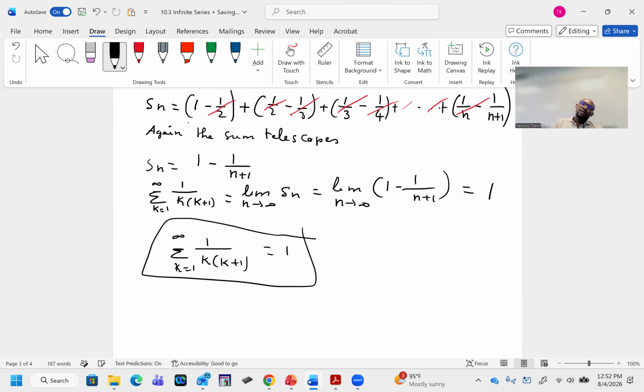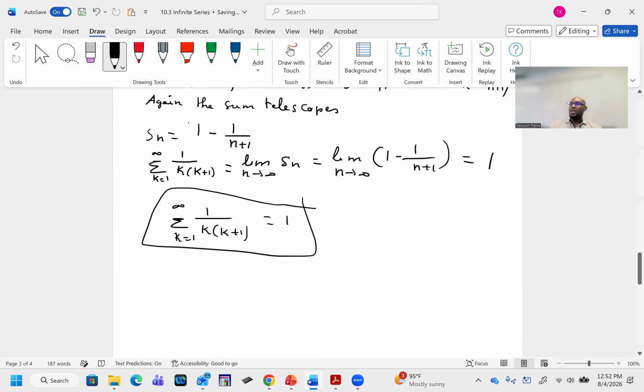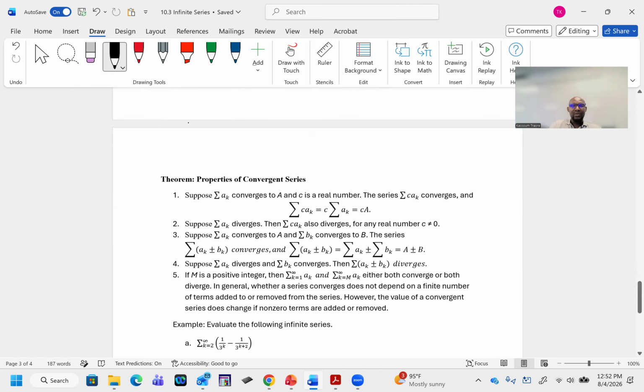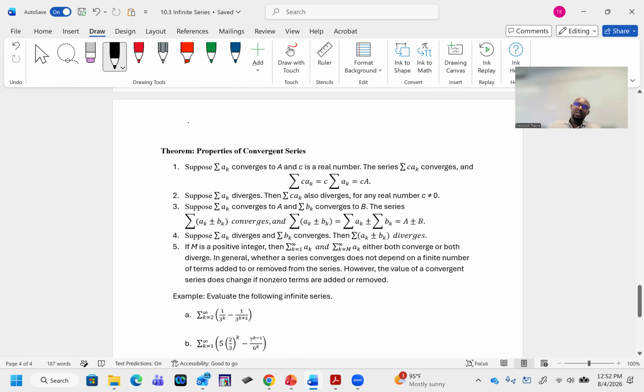Okay? So again, that's what you need to know so far. The telescoping series means that, as with geometric series, we carry out the evaluation process by finding a formula for the sequence. Okay, so now let's move to this theorem, properties of convergent series.